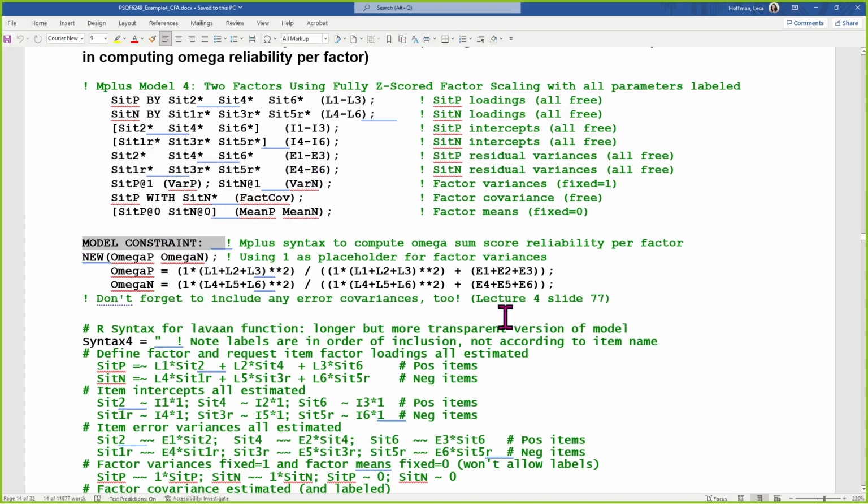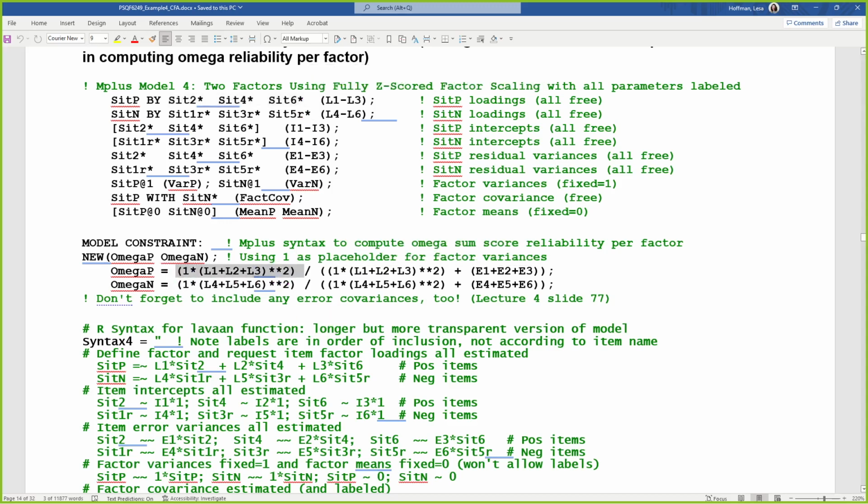So model constraint in M+ is a command that is used not only to make constraints, but also to make new combinations of estimated parameters. Unlike lincom in Stata or estimate in SAS or things in R, they can be linear or nonlinear. You can do any kind of math that you want on them. So I am making two new quantities. I'm calling them omega p and omega n, one for each. And I am putting into the formula the labels that correspond to the parameters to be estimated. So M+ is going to read this and go, oh, she wants L1 plus L2 plus L3. So I'm going to go find whatever those loadings turned out to be and plug those numbers into the formula. So it's doing math on the results for me.